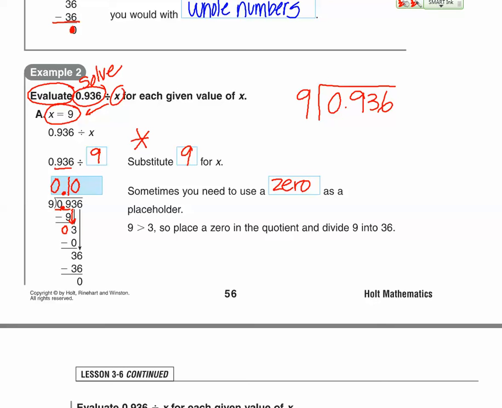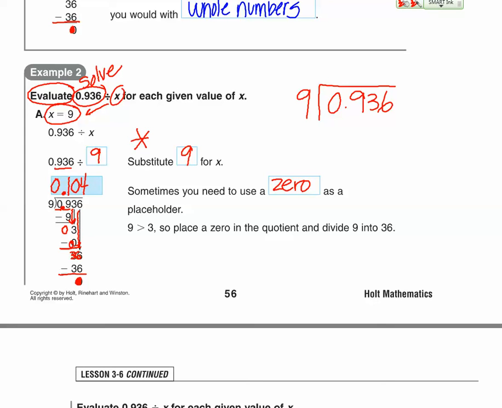0 times 9 is 0. Subtract. We still have a number to bring down. Bring down that 6 and start over again. How many 9s go into 36? 4 of them. 4 times 9 is 36. Now, there's nothing left to bring down. We have a remainder of 0, so we know that our answer is done.